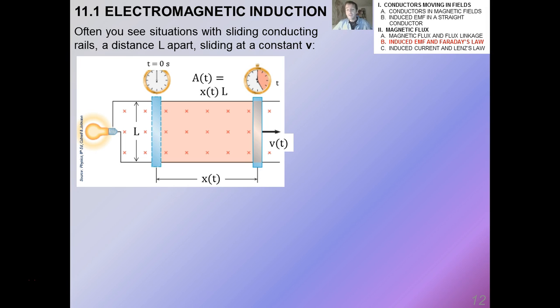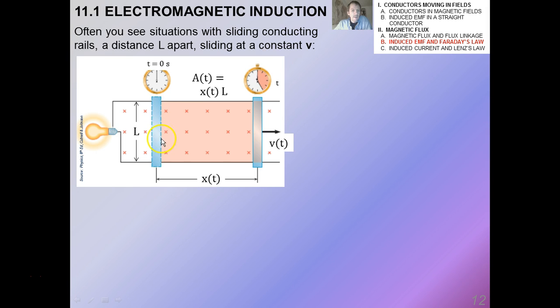Okay. Often in the IB, you see situations with sliding conducting rails, and this is actually a really cool analysis. So you might want to take some notes on this and really follow my logic here. Imagine that I have conducting rails, like a wire here. We're going to neglect friction, of course, and I have a conducting rod of length L, which at t equals 0 seconds is right here.